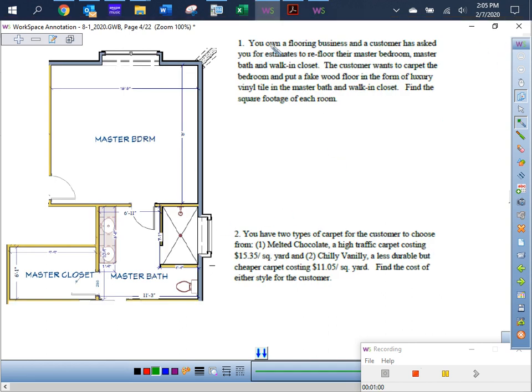So check it out. Congratulations, man. You own your own flooring business. And here, a customer's come up for some estimates to refloor their master bedroom. So that's this room right here. And their walk-in closet and their master bathroom. So the customer wants to carpet the bedroom and put a fake wood floor in the form of luxury vinyl tile in the master bed and the bathroom.